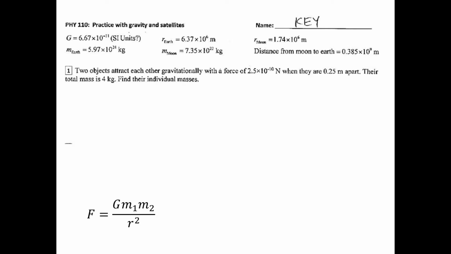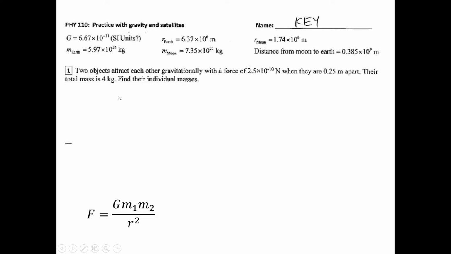Two objects attract each other gravitationally with a force of 2.5 times 10 to the minus 10 newtons. Let's assume they're spheres and their centers are 0.25 meters apart. This version says their total mass is 4 kilograms, but the version that you should have says one of their masses is 4 kilograms. Find the other mass of the other sphere.